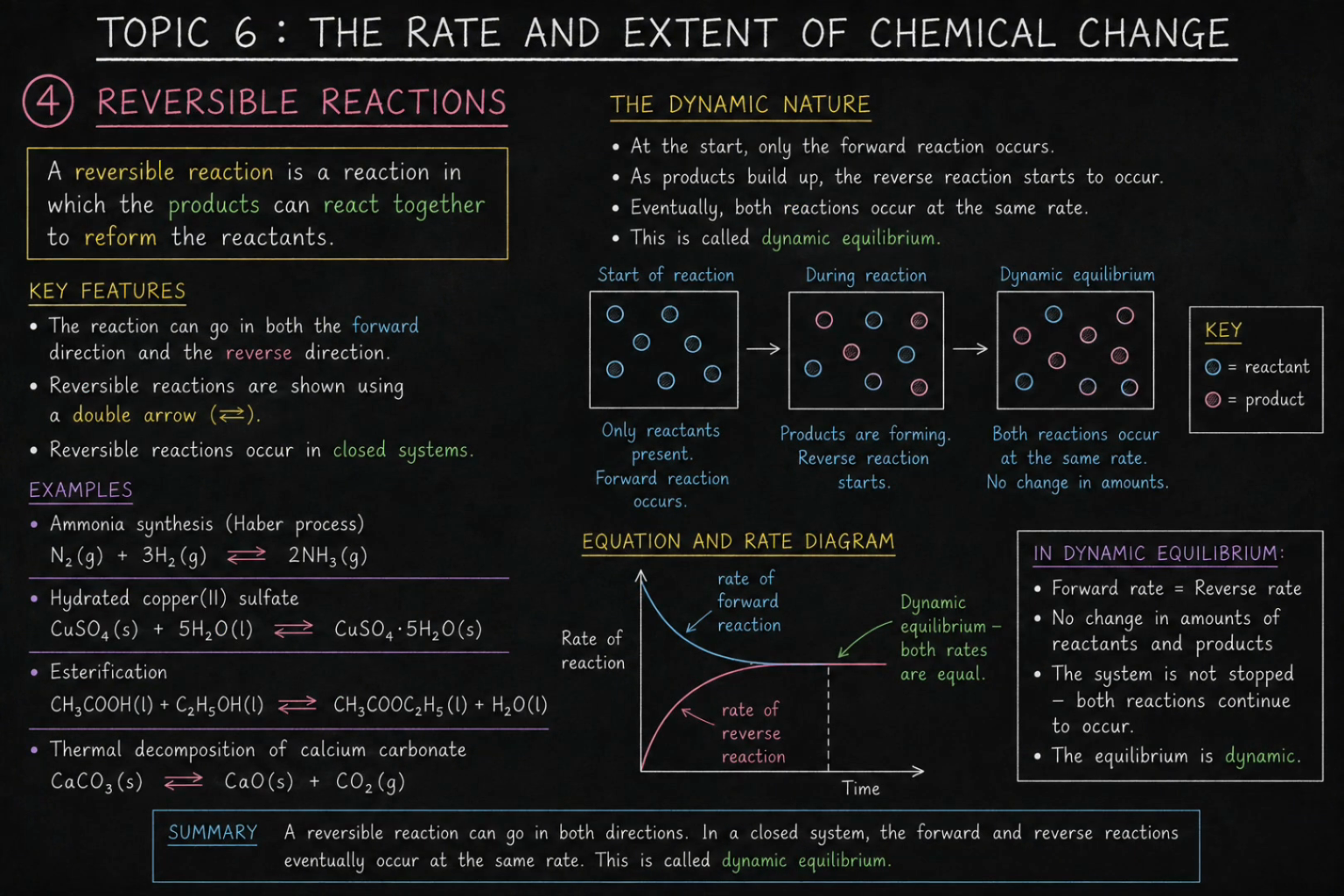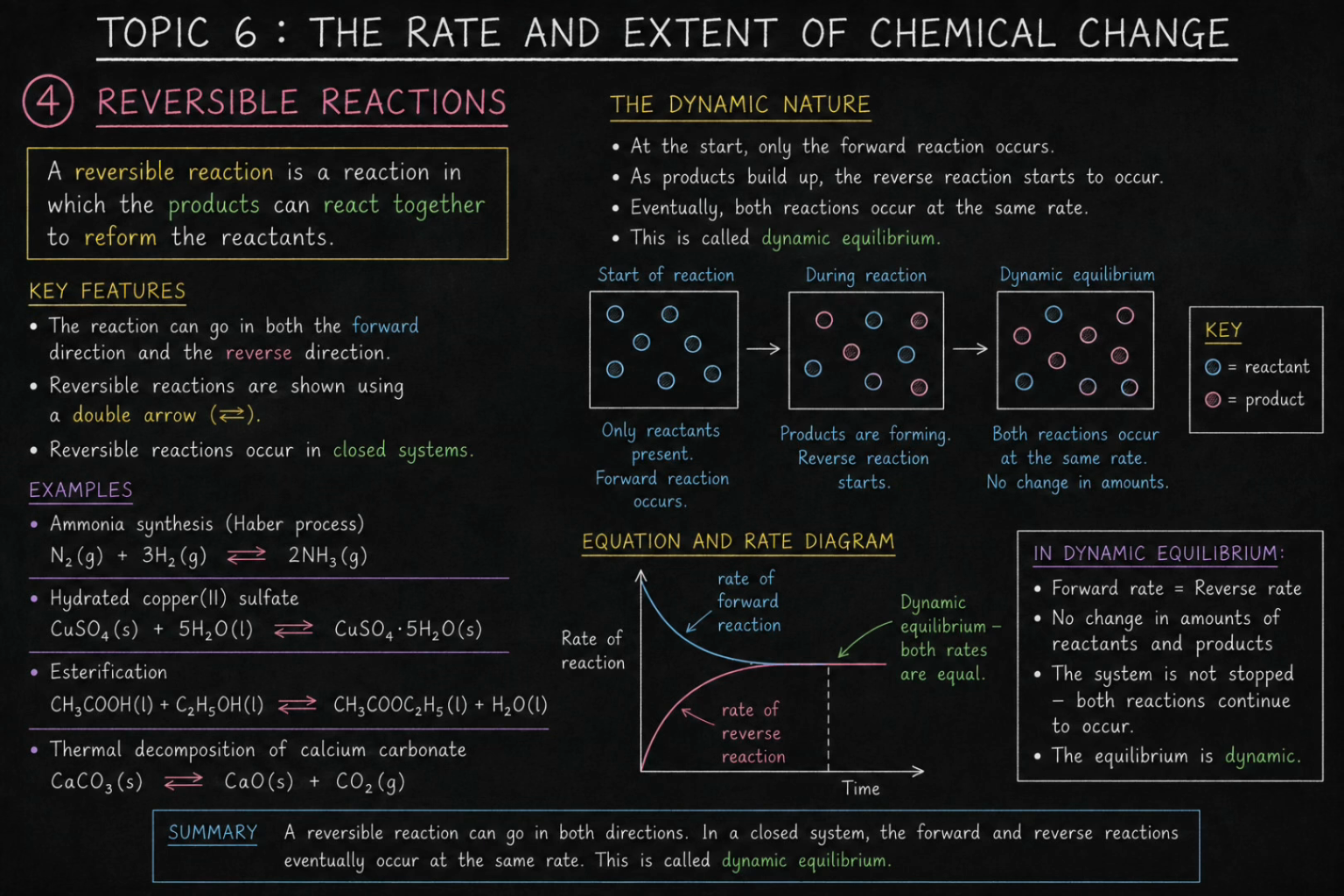A reversible reaction is one where the products can react together to reform the reactants, shown with a double arrow. Key features: it can go forward and reverse. Happens in a closed system where no substances can enter or leave. Only energy can be exchanged. Examples you need to know: ammonia synthesis, N2 + 3H2 ⇌ 2NH3. Hydrated copper sulfate, CuSO4 + 5H2O ⇌ CuSO4·5H2O. Esterification and thermal decomposition of calcium carbonate.